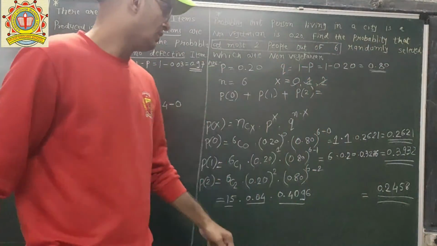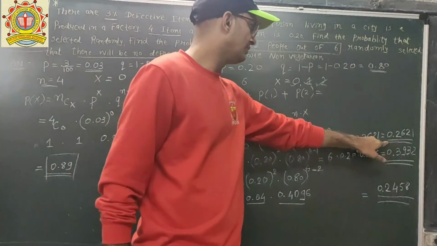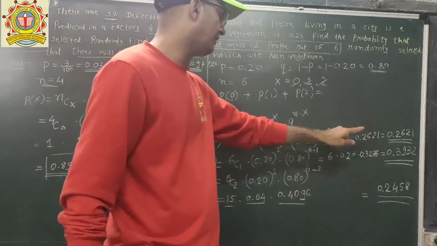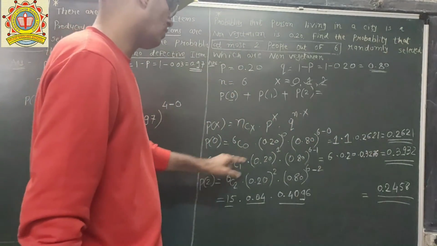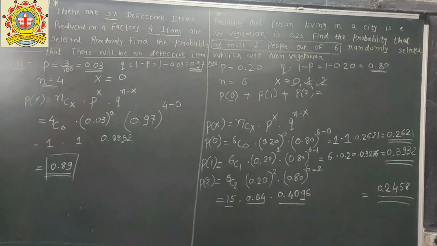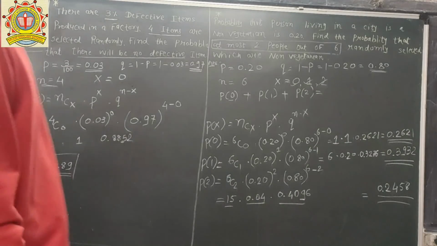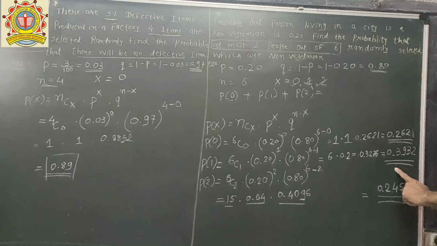So here you can see the probability of having 0, the probability of having 1, and the probability of having 2. You got the answers 0.2621, 0.3932, and the last one 0.2458. Now the sum of these three: 0.2621 plus 0.3932 plus 0.2458.